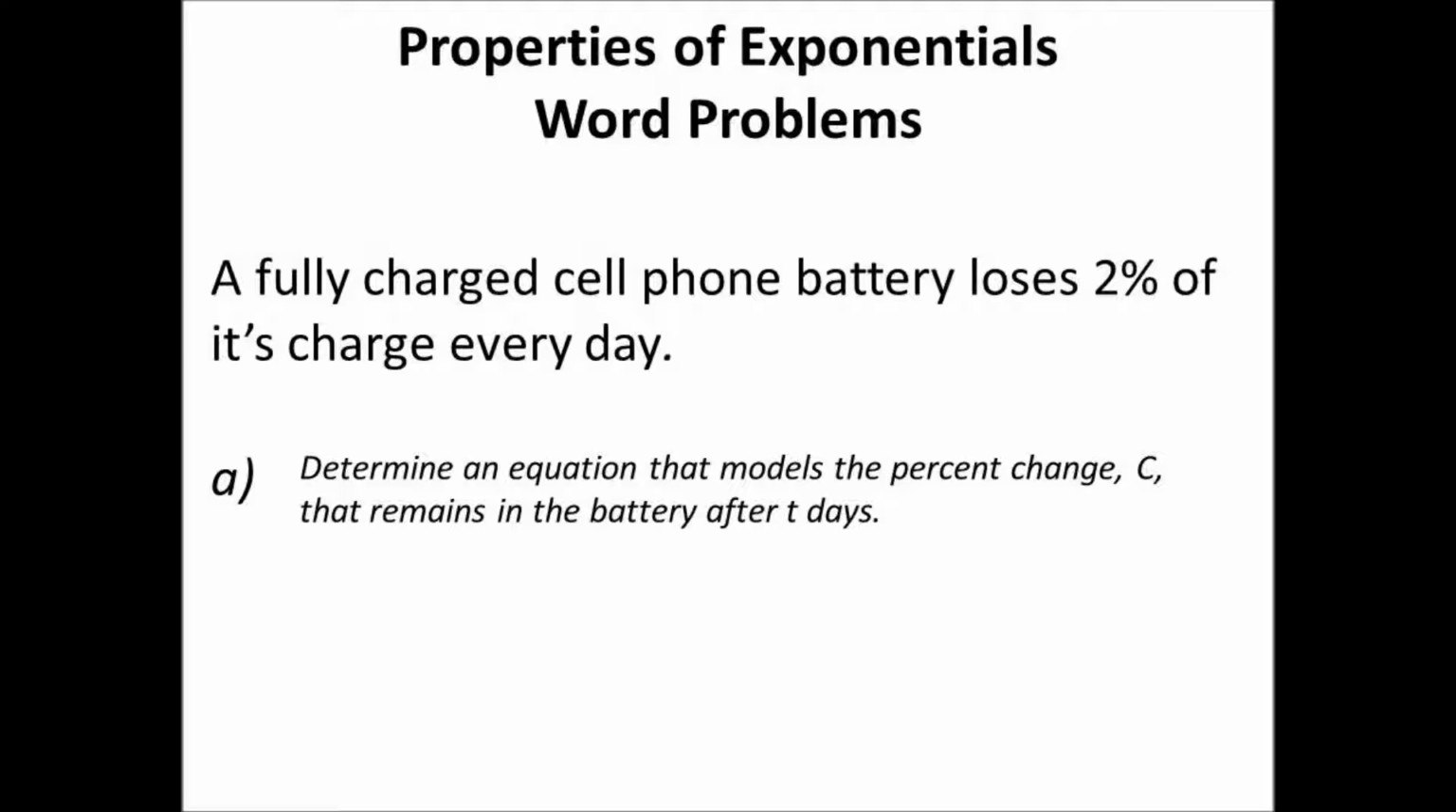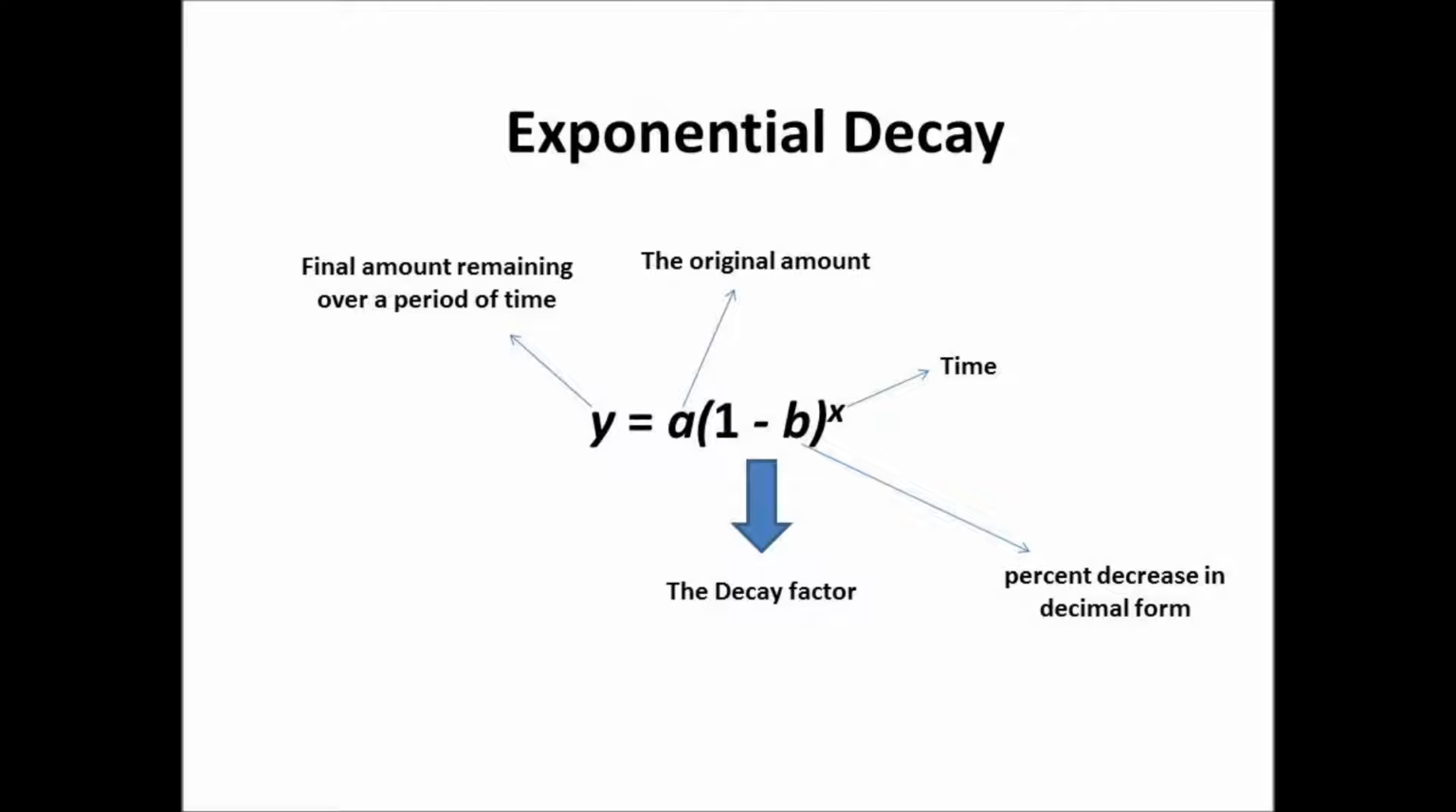Properties of exponentials, word problems. Example 1. A fully charged cell phone battery loses 2% of its charge every day. The first part is asking us to determine an equation that models the percent change C that remains in the battery after t days. Now, as this is an example of exponential decay, we're going to use the equation y equals a times 1 minus b to the power of x.